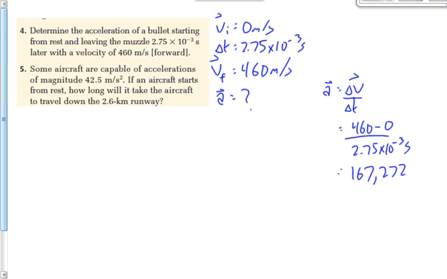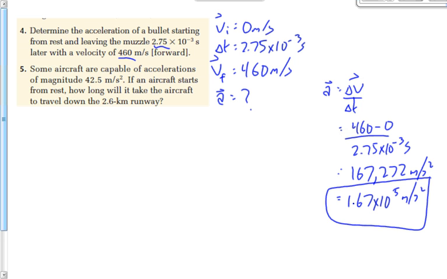Okay, that's good enough. Meters per second squared, which I say is good enough because we want to round that to 3 digits anyways, right? If we go back to our data, our weakest piece of data, our least precise piece of data, has 3 digits, so the final answer should be 3 digits. We're going to say 1.67 times 10 to the 5 meters per second squared. 167,000 meters per second squared.